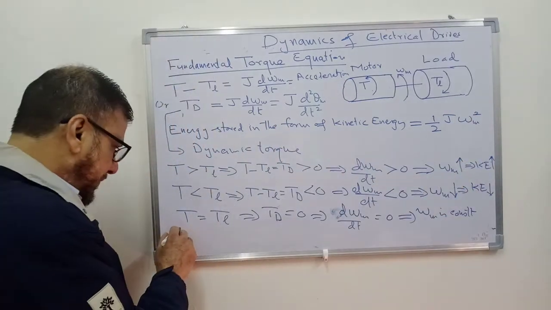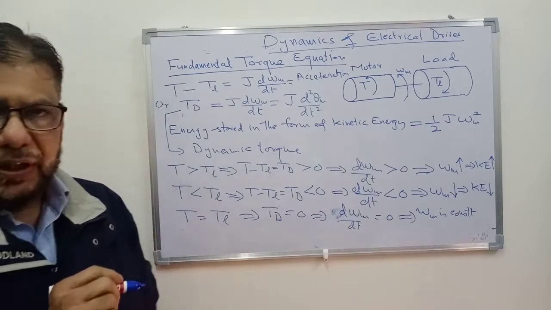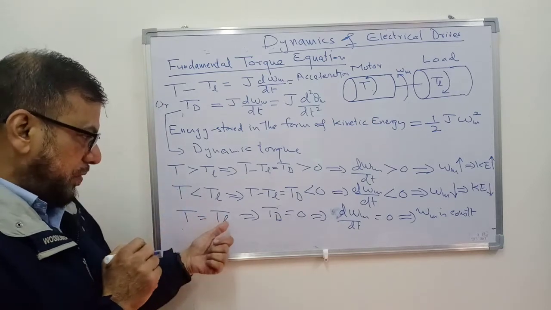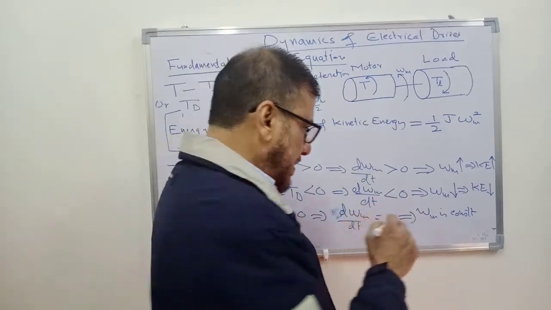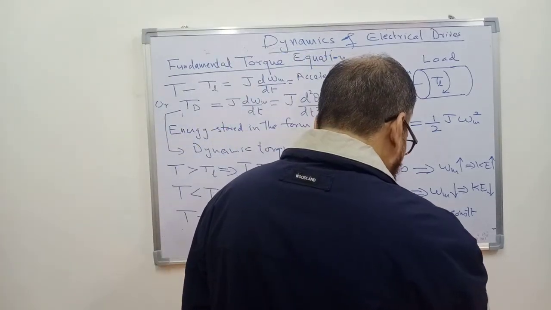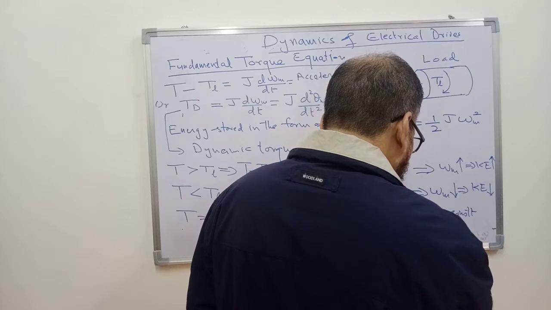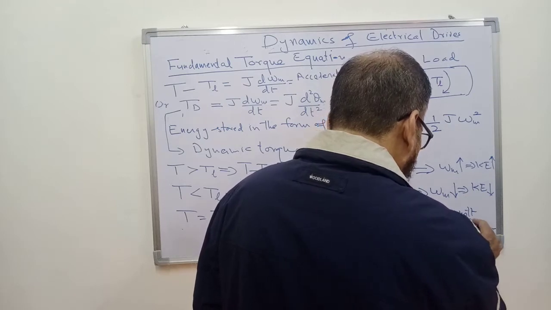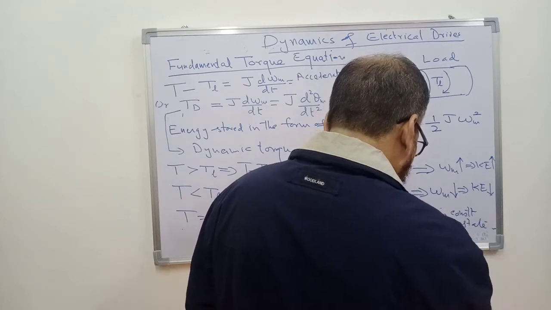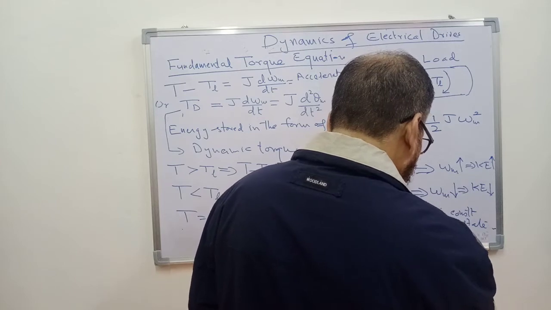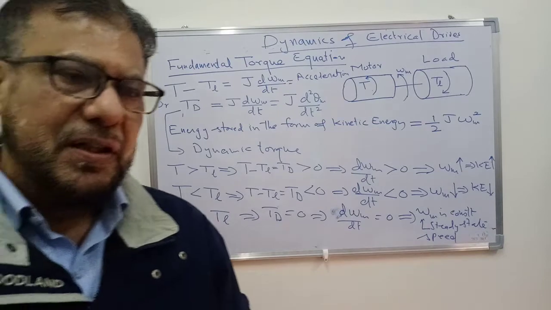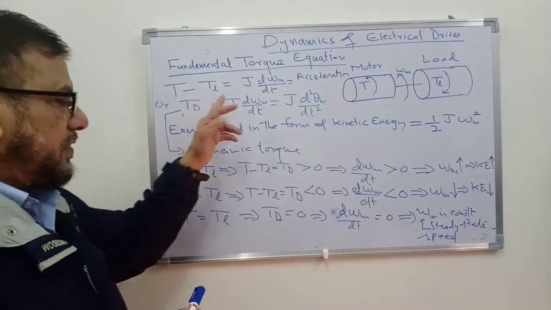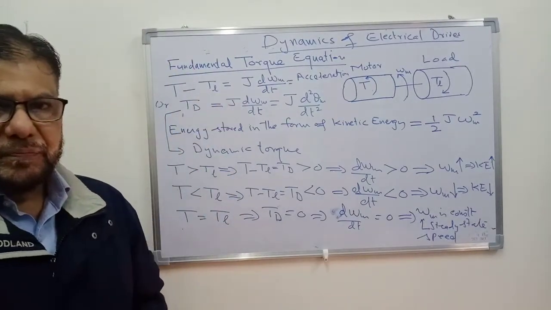So when torque is equal to TL, the motor torque is equal to load torque, then you can say that speed becomes constant, and this speed you may call the steady state speed. So during the steady state condition, the motor torque always balances the load torque.